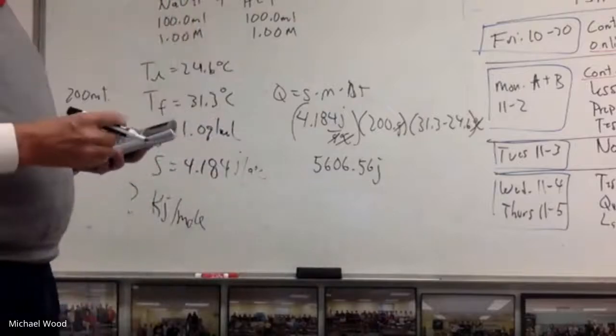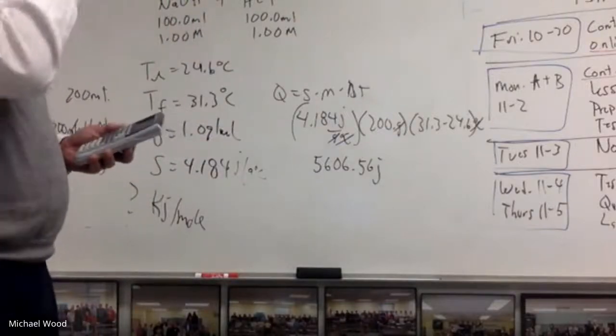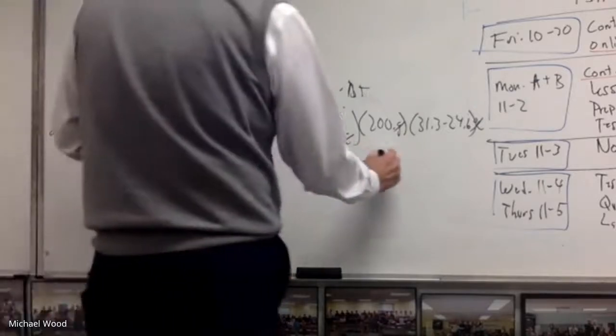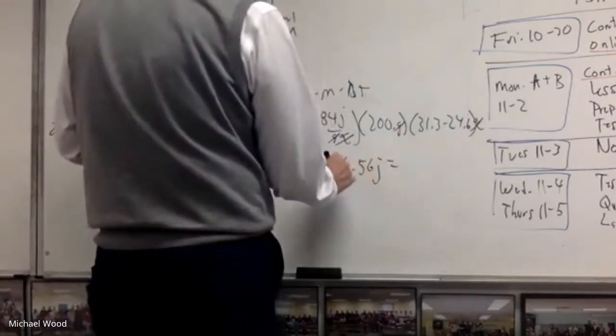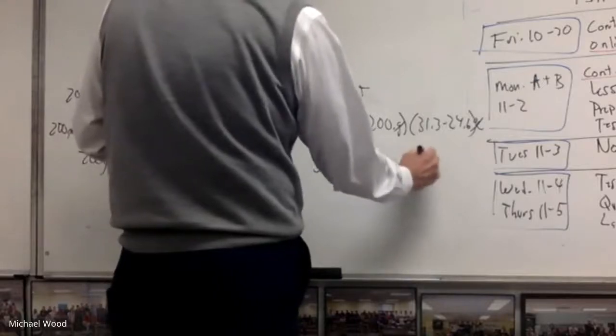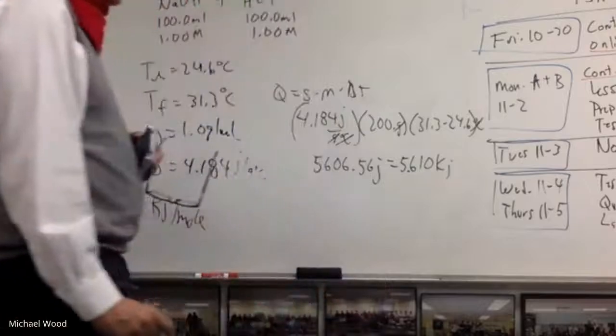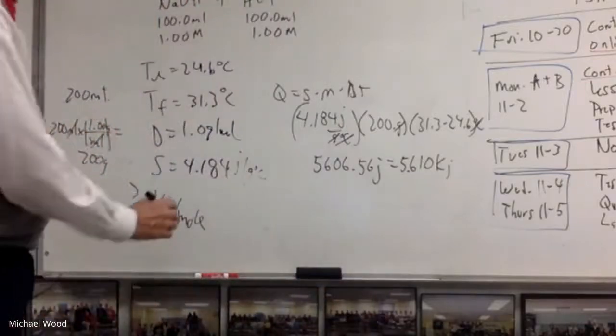And technically, my sig figs here, I would want to have 3 sig figs. The numbers that were given were 3 sig figs. So I'm going to make that, and I'm going to put it into kilojoules. So I'm going to go 1, 2, 3. So I'm going to have 5,610. I'm sorry, 5.610 kilojoules. I'm going to get that into kilojoules.